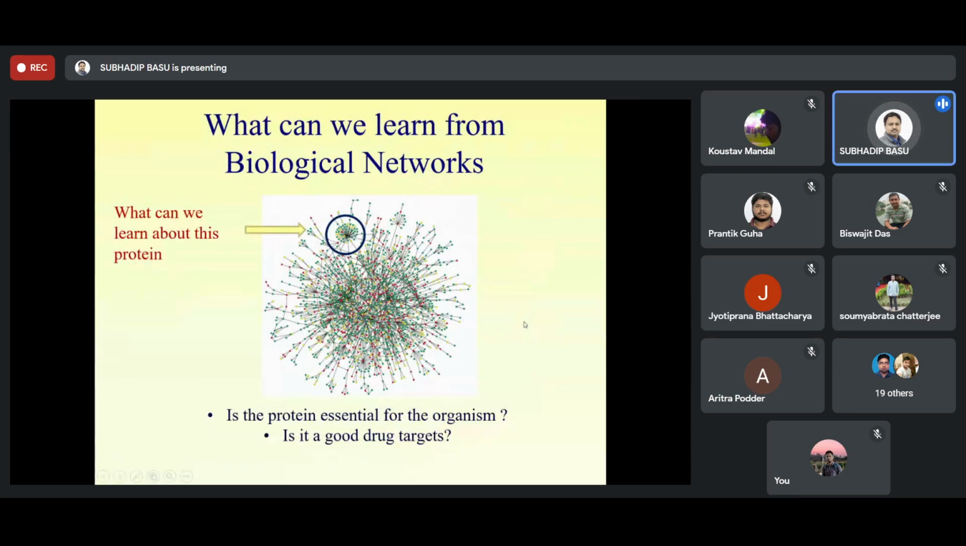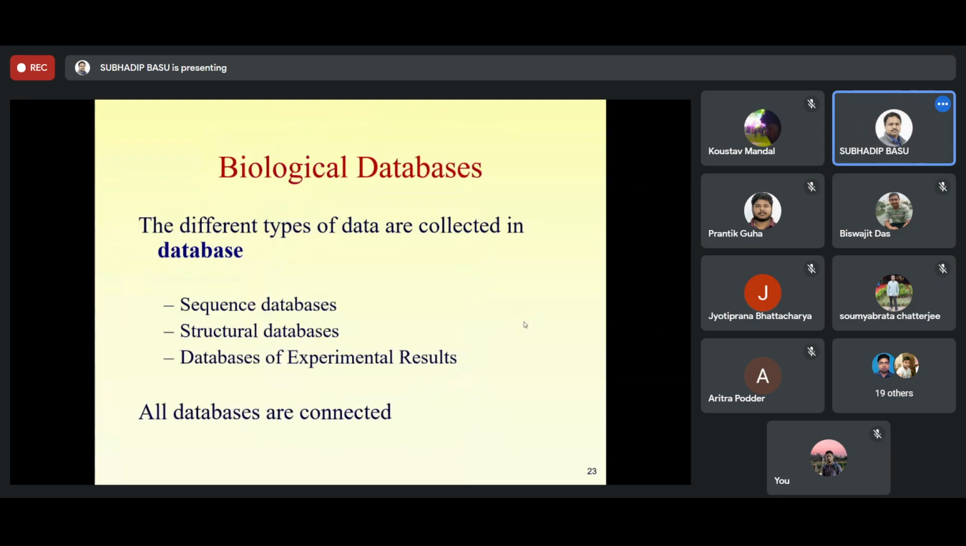Do you see the screen now? Yes, sir. We can see. Okay. So you can also see that the protein is essential for the organism, or it may be a good target. We'll come back to all those things. We have a chapter on protein interaction networks and different network analysis models, so we'll study those things in detail.